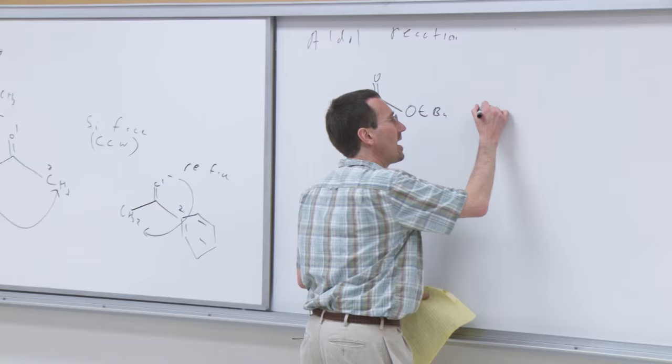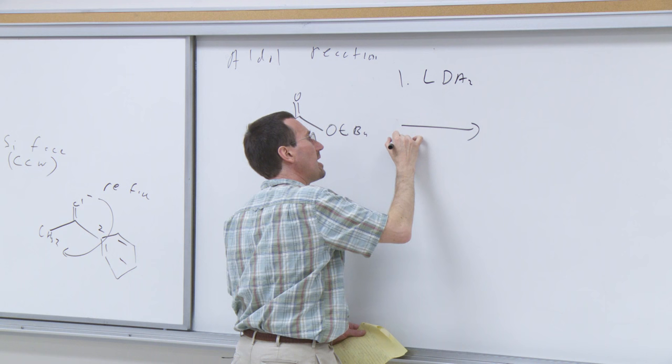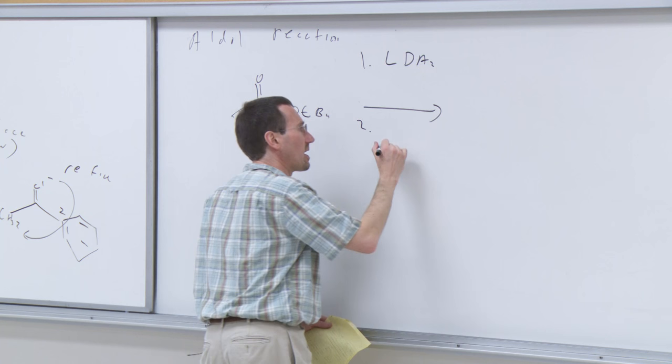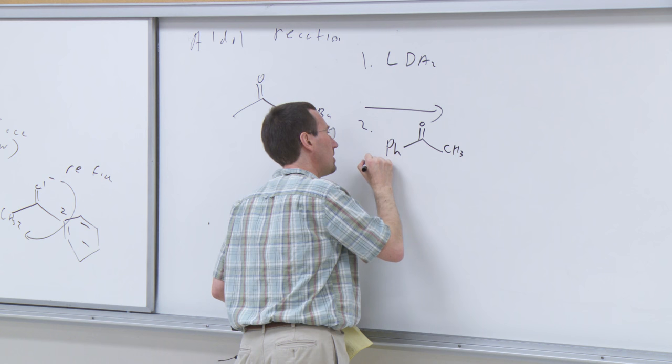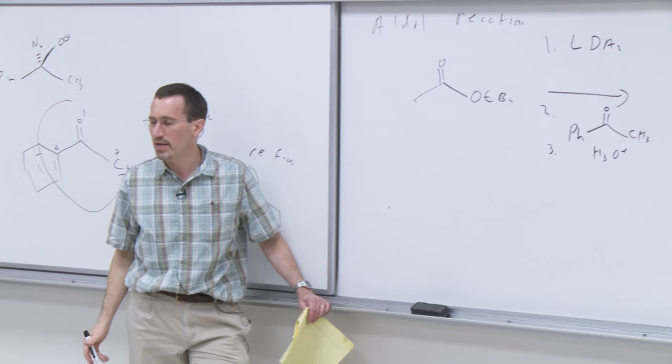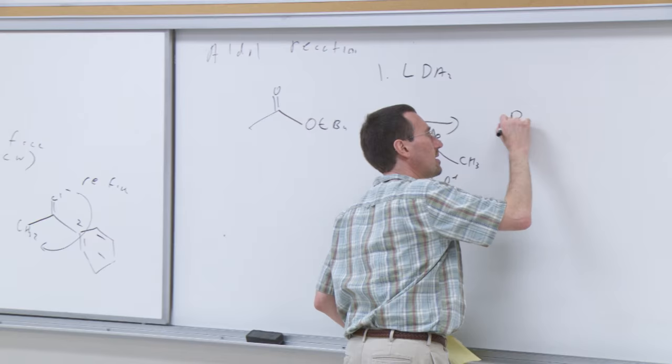We go ahead and we treat it with LDA. And then, in the case of the Chem 160 lab, we treat it with benzophenone, but I want to use acetophenone in this particular example. And then three, we carry out an aqueous workup with some sort of mild aqueous acid. And the result is now that we get the aldol product.